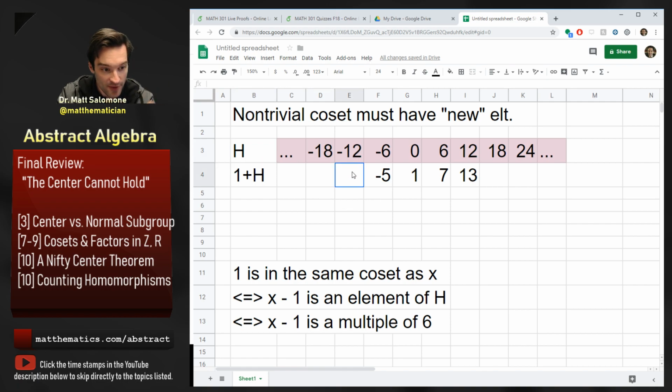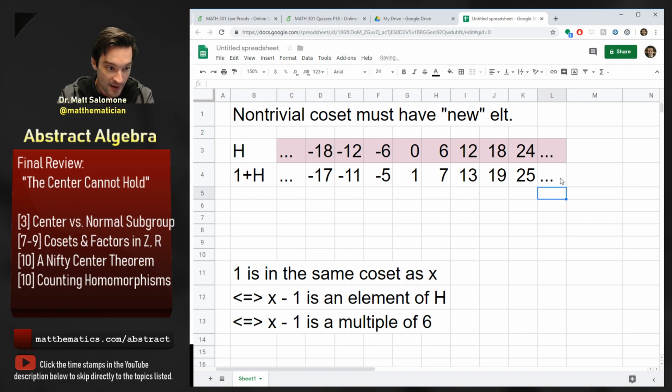And because it's 1 plus H, that means, this is why I'm using Excel for this, I can just take 1 plus and then choose that cell that's above there, and copy and paste. Whoops. Uh-oh. Try that again. Copy and paste. There we go. So here are the elements in the coset 1 plus H.